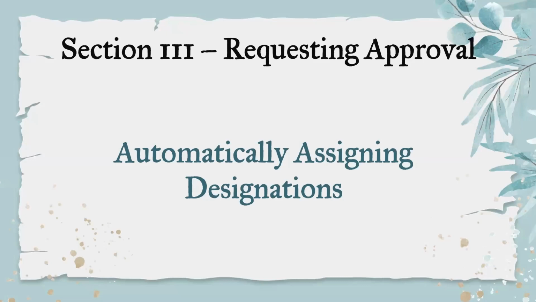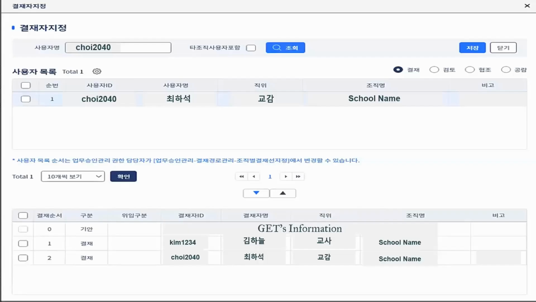The second option is to allow the system to automatically assign designation based on the order you add the person's name. For example, the first person is the reviewer, the second person is the approver. In this example, each person has Approve beside their name.